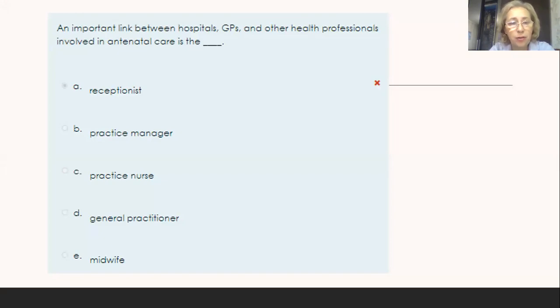So you remember that most of the questions were multiple choice questions, and one of them is here. Here is the definition, and we have the names of the jobs, the people involved in working in medicine, in hospitals. The definition says: an important link between hospitals, general practitioners and other health professionals involved in antenatal care. Of course, manager and nurse are involved in working in hospitals, but here the key phrase is antenatal care.